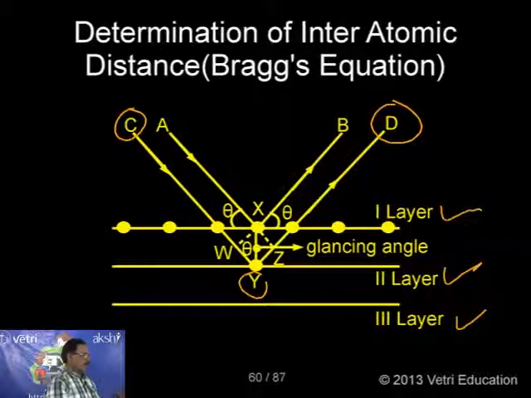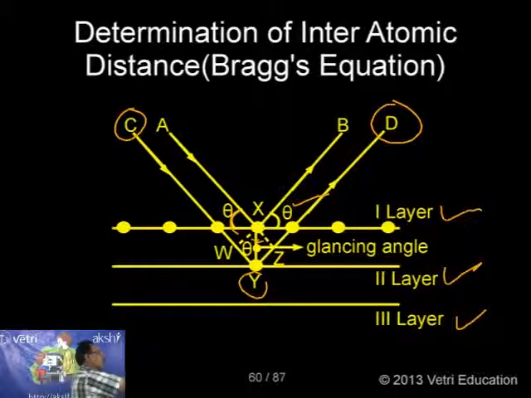Now let me explain, can you have it in mind? AX is the first beam hitting the first layer and going out in the form of XB. The second beam CY penetrates into the second layer, again reflecting as YD. Here theta is the glancing angle. The same way, this is again theta, the glancing angle, and correspondingly this angle is also theta.